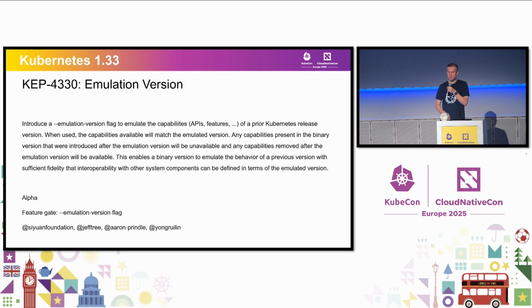So you can think of it as automatically turning off APIs and switching feature gates to match the version that you asked for. So why would you want that?